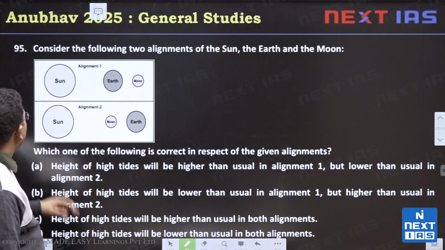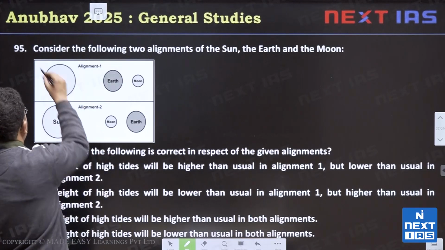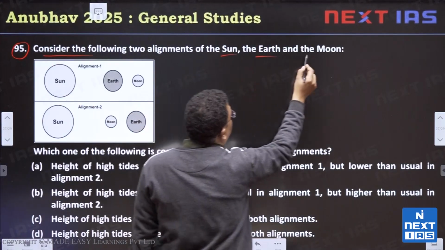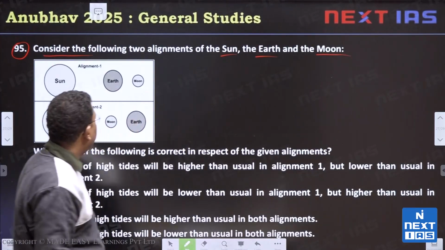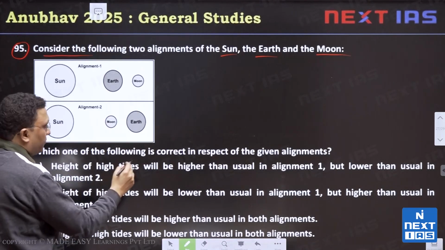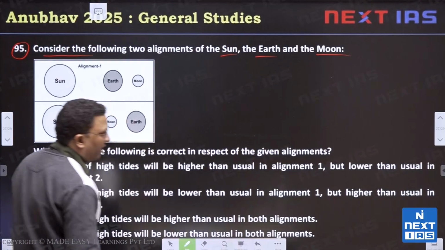Now let's move on to the next question. This is question 95. Consider the following alignments of Sun, Earth and Moon. Two alignments of Sun, Earth and Moon are given, and the question is asking which of the following is correct in respect of the given alignments.